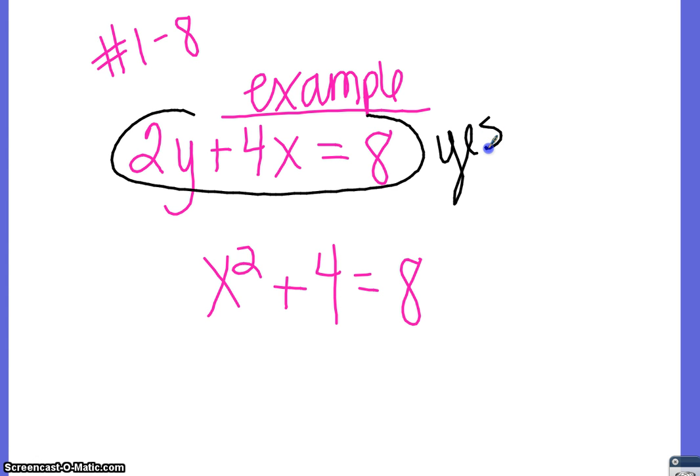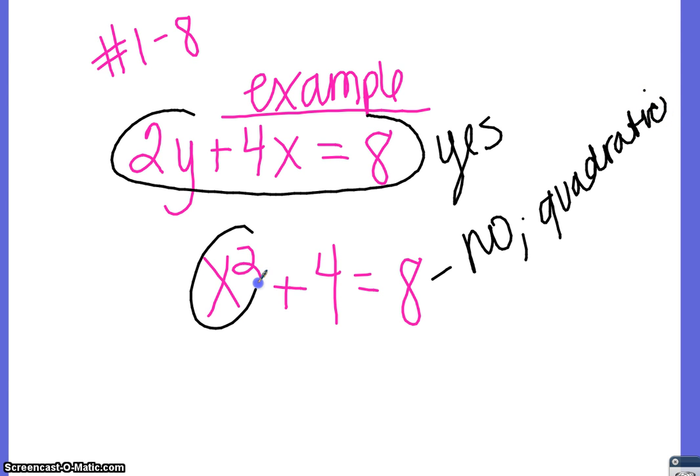Okay, but let's look at x squared plus 4 equals 8. If I have something that has an x squared, what is that type of equation? Is it going to be linear or something else? You should have said that my answer would be quadratic. So here, my answer is no, this is not linear, and my reasoning is that it's quadratic. That x squared makes it quadratic. A worksheet that might help you guys is the parent function worksheet that I gave you as notes. That will help you determine whether or not it's linear.